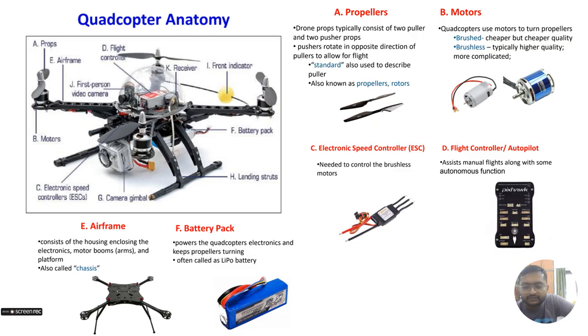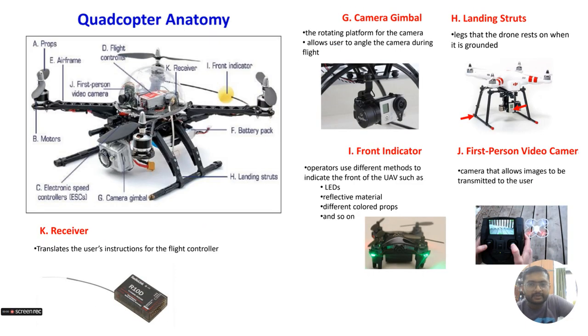And it's also known as a LiPo, lithium polymer battery. Then we have the other parameters, like the camera gimbal, which serves for recording purposes, and the gimbal will keep the camera stable while the flight is happening. Landing strut, it is helpful to land the drone on the ground.